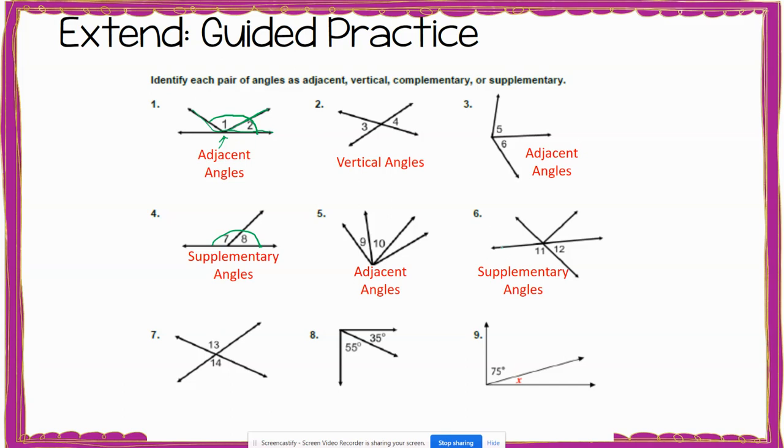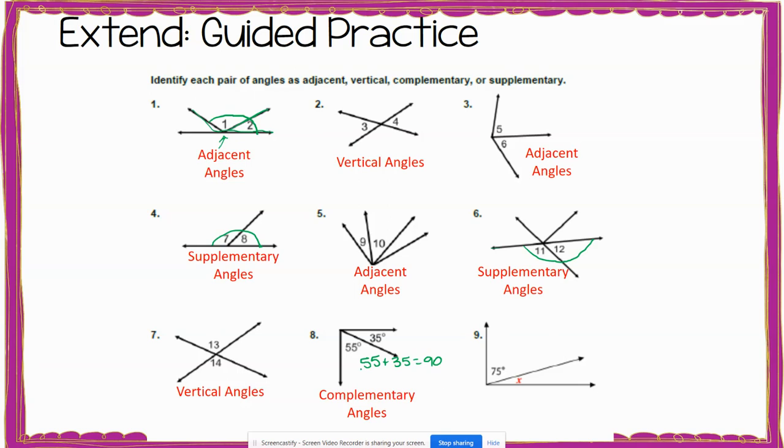So this is kind of hard to see, but you see this one straight line, and then you have rays going out from the top, but also on the bottom. So we're actually looking at the bottom here, and there's only two angles, and together those make one straight line, which means that these are supplementary. For number seven, those angles are vertical because they are on top of each other. For number eight, these angles are complementary. We know that for sure because if we add 55 plus 35, we get 90.